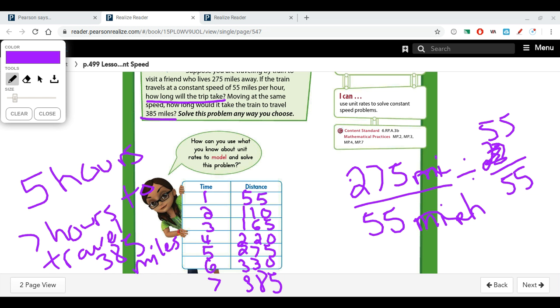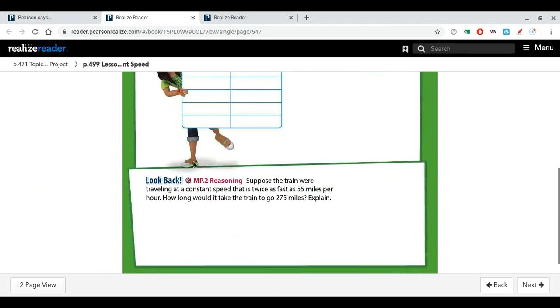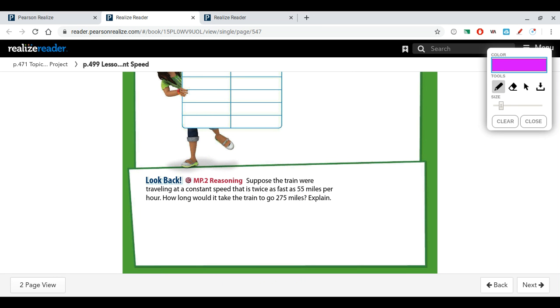So when we take a look at your look back, your look back says, suppose the train were traveling at a constant speed that is twice as fast as 55 miles per hour. How long would it take the train to go 275 miles? Explain. So now we've doubled our constant speed. So we are now going 110 miles per hour.